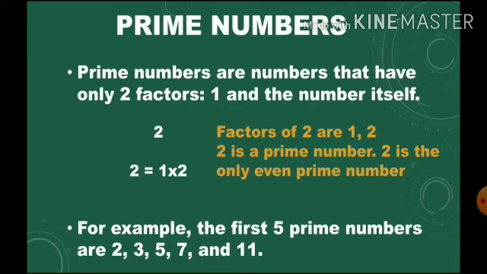And 2 is the only even prime number. First 5 prime numbers are 2, 3, 5, 7 and 11. Can you tell me the next prime number after 11? 13, next 17, 19, etc.